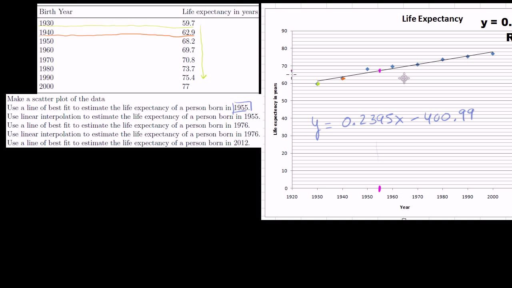If I were to just eyeball it, it looks like it's right there. This is 1, 2, 3, 4, 5, so these are increments of 2. So it looks like about 67 years. Sorry, 67 years, let me be clear. 77 sounded suspicious. Now, we can use the equation of this line of best fit to come up with the exact value. When x is equal to 1955, what is y? What is the life expectancy in years?